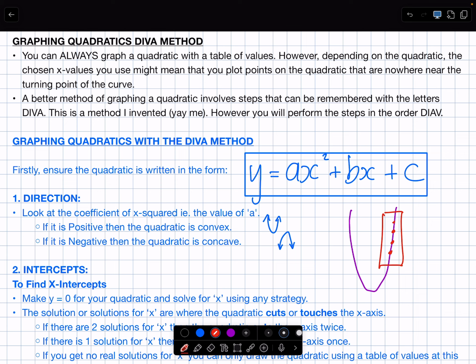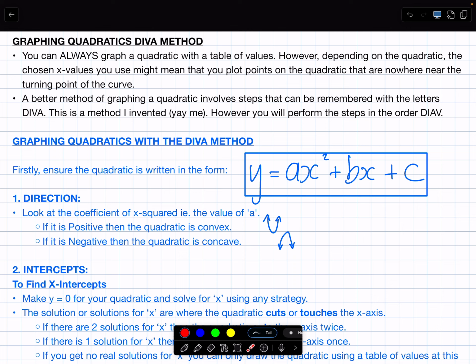So looking at all of the stuff in the textbook, I tried to come up with a method that's always going to allow you to draw a quadratic nice in the middle, and you're going to be able to draw the full curve. So I came up with this. It would have been 2020 during COVID. A better method, I think, of graphing a quadratic involves steps that you can remember with the letters DIVA. This method I invented, yay me.